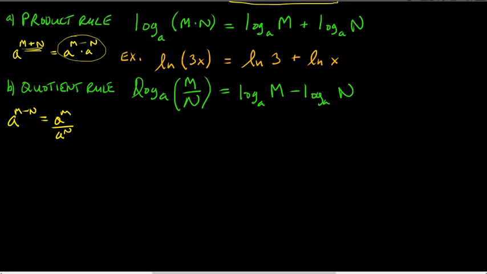So just a quick example. Suppose I have, let's do log base 10, so I don't have to write the 10, of w over h. Well, according to the quotient rule, this is just going to be the log of w minus the log of h. Not hard. Just takes getting used to.